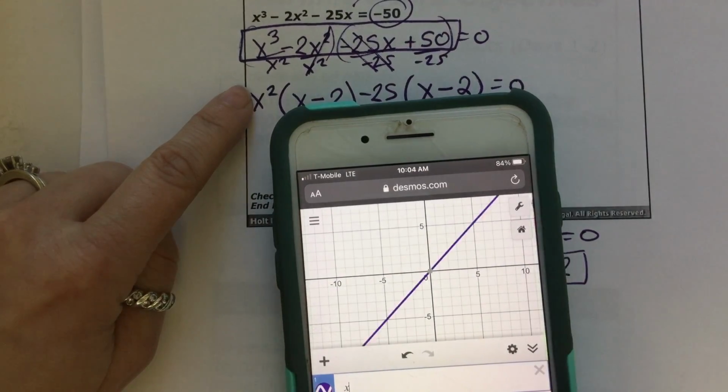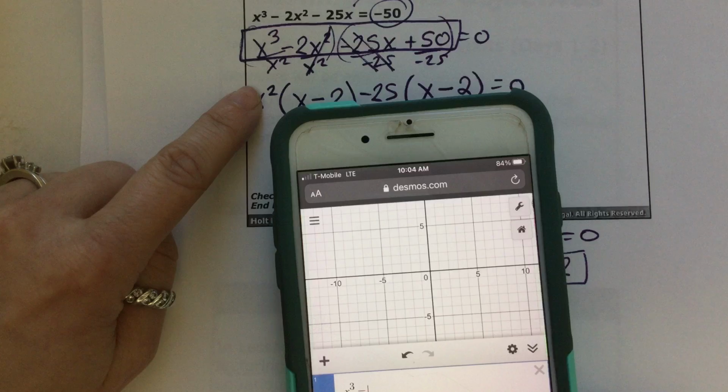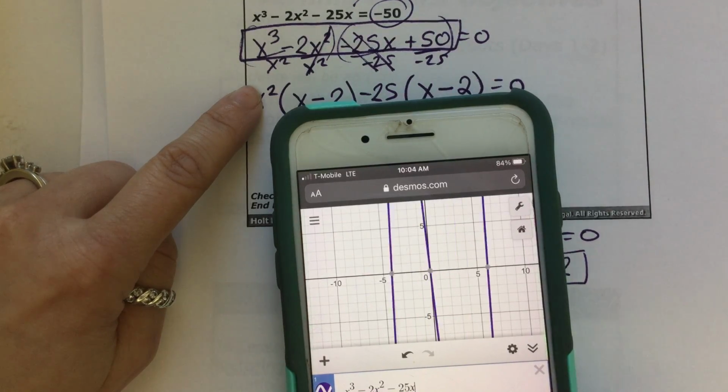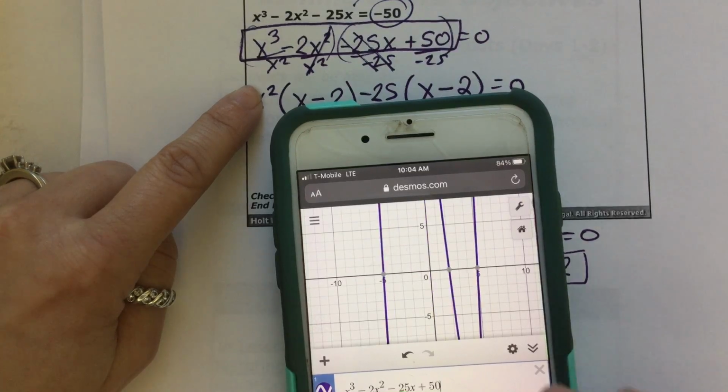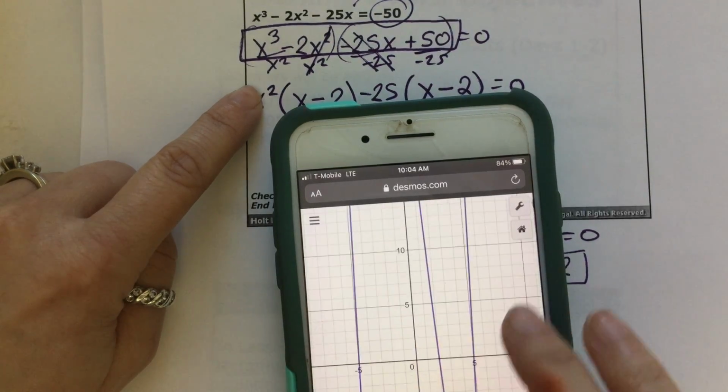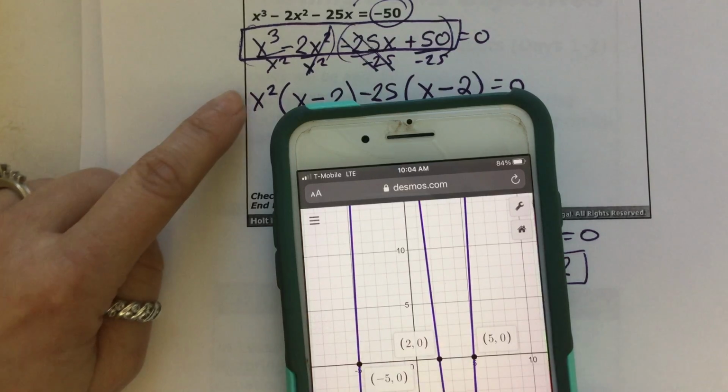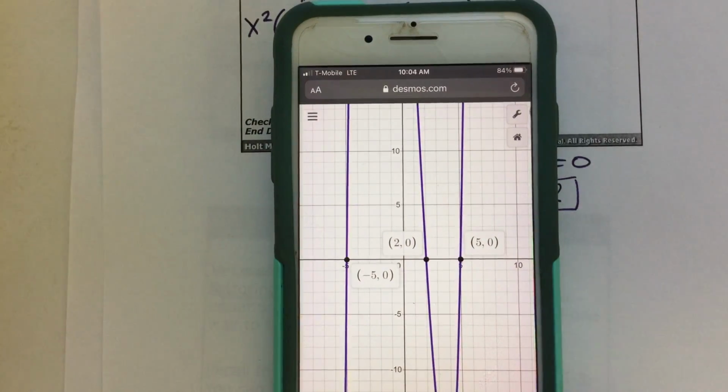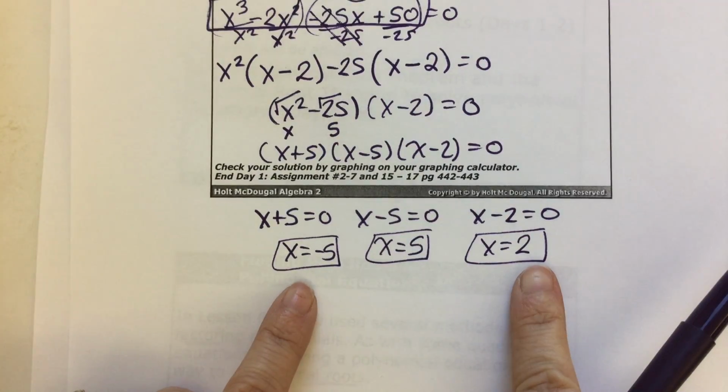Let's check it out. X to the power of 3 minus 2x to the power of 2 minus 25x plus 50. I am just looking for intercepts. So here they are. When I go ahead and tap on those intercepts, I'm looking at the x value. My solution should have been -5, +2, +5. That's exactly what I got.